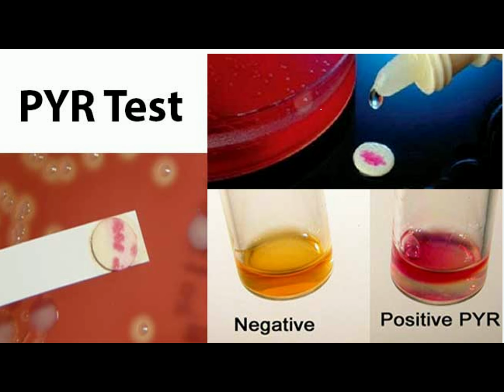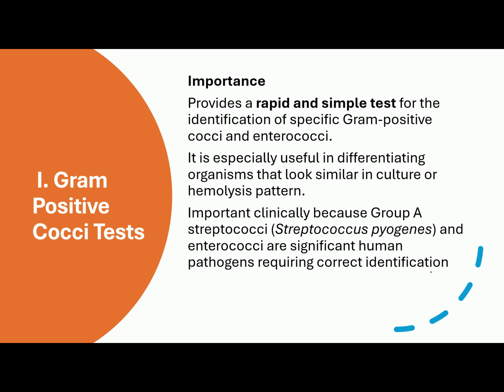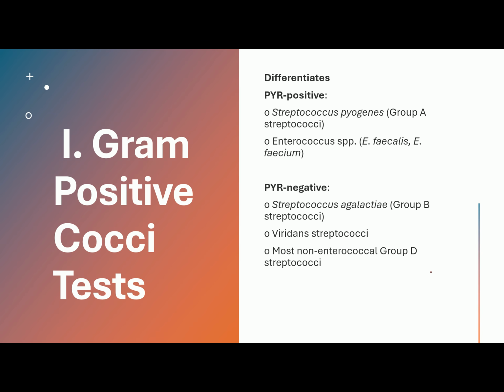So this is your PYR test. A cherry red color, class, after adding para-dimethylaminocinnamaldehyde would indicate a positive PYR test. It is a rapid and simple test for specific gram-positive cocci and enterics. Clinically significant because group A strep and enterococci are significant human pathogens.